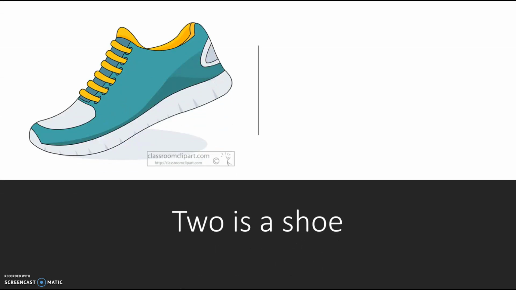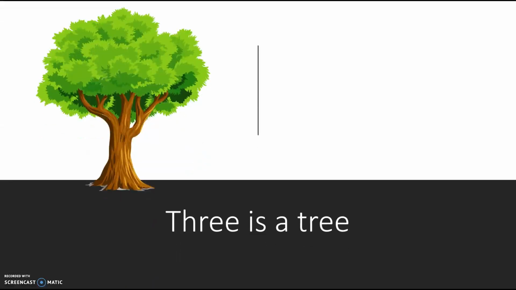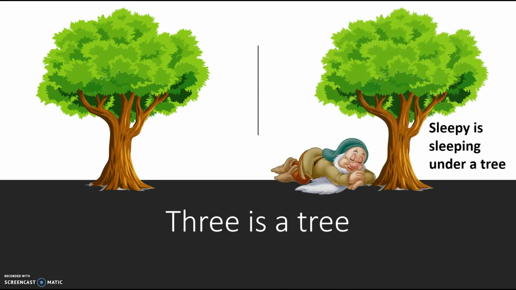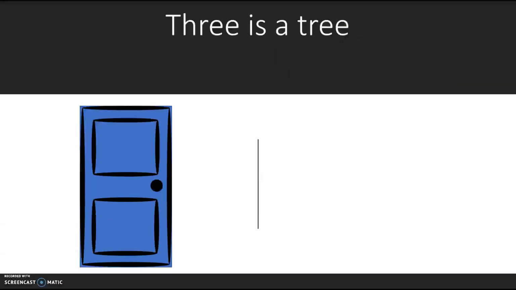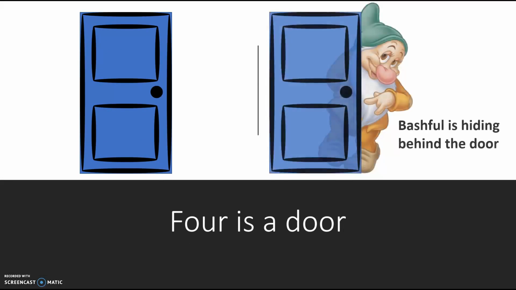2 is a shoe. So I'm going to think about Dopey not being able to tie his shoes. 2 is a shoe. Dopey can't tie his shoes. 3 is a tree. Wouldn't it be nice to take a nap under that tree? I think Sleepy is sleeping under a tree. 3 is a tree. Sleepy is sleeping under a tree. 4 is a door. Maybe somebody's hiding behind that door, like Bashful. 4 is a door. Bashful is hiding behind the door.